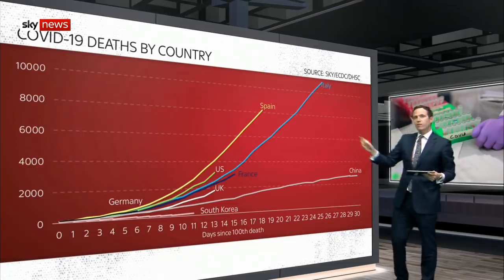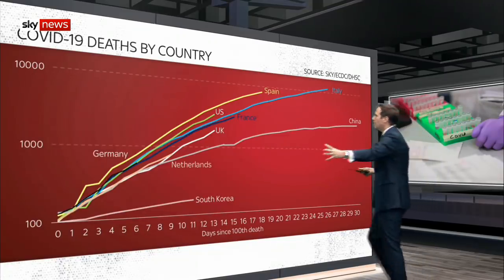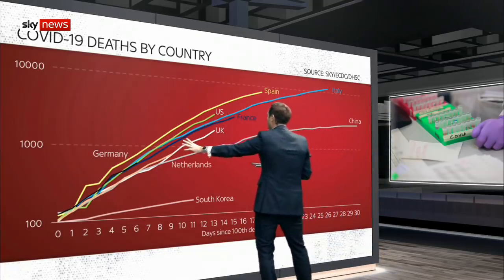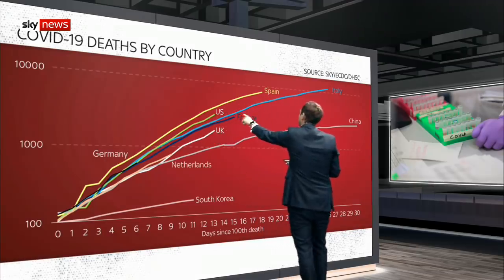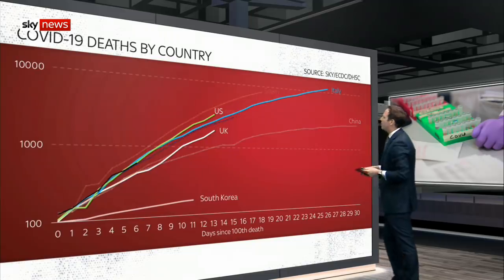But convert this to a logarithmic chart, and it's a very different story. Have a look at this. Same data, exactly the same data. And what you can see is that pretty much all of the countries in Europe, certainly the ones we've got charted here, are moving in the same direction. Even Germany and the UK and the US. The UK is pretty much heading in line with Italy.